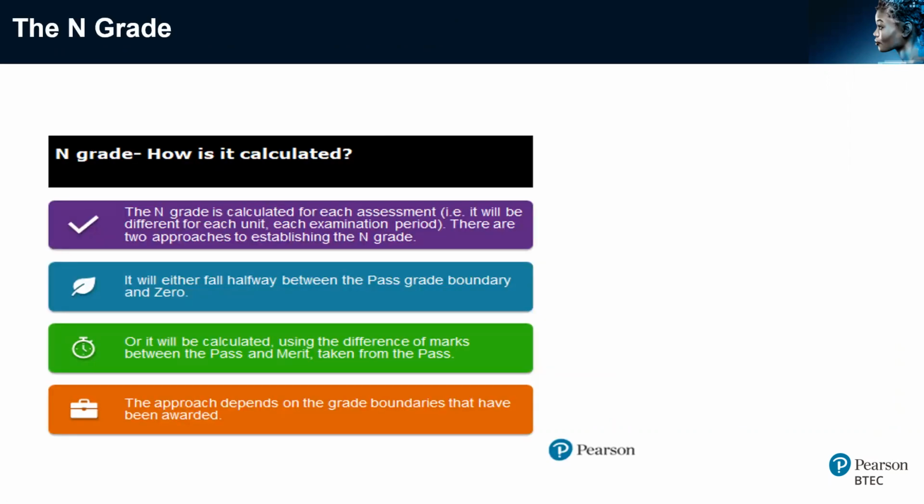The grades that your students can achieve on Unit 2 and Unit 6 are the same as their internal assessments, so that's pass, merit, or distinction. However, they can also be awarded an N grade, which is a near pass. The N grade is set between 0 and the pass boundary, and it is different for every series. We reset the grade every series. It is for students who have performed quite well, but not quite performed enough to get the pass.